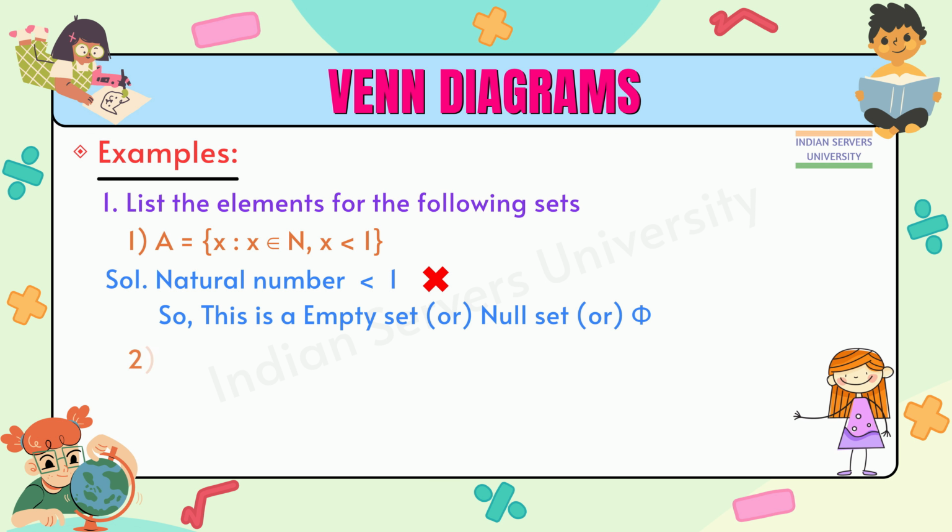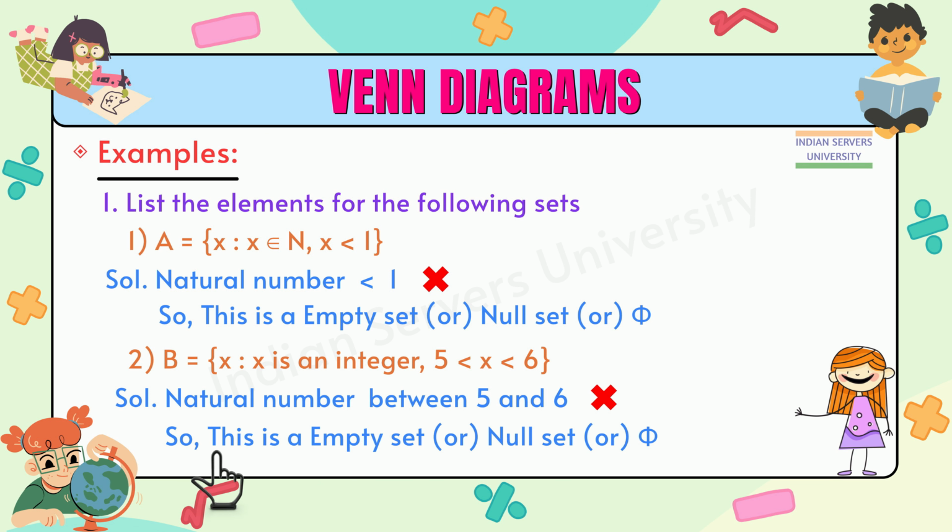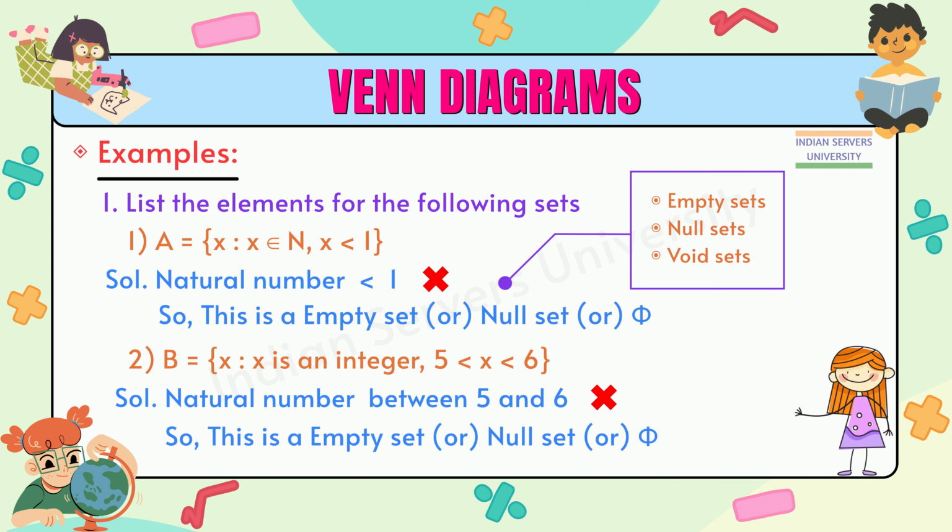Next one, B equals the set of x such that x is an integer, 5 less than x less than 6. So, 5 ki 6 ki madhyalo unde natural number emana untunda? Undadu. So, this is also an empty set or null set. So, veetine emani cheptam? Such sets are called empty sets or null sets or void sets.